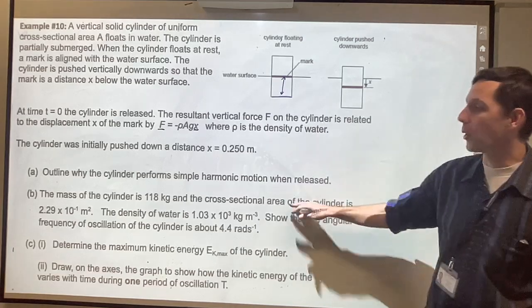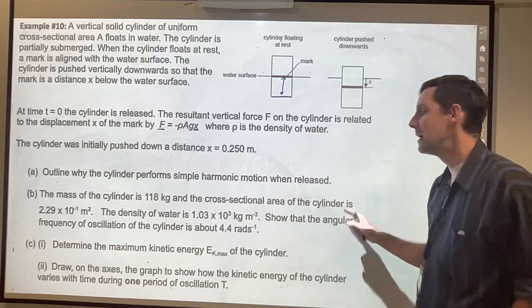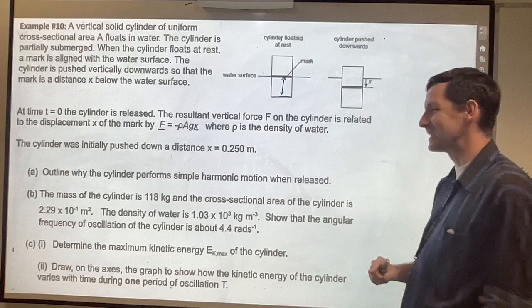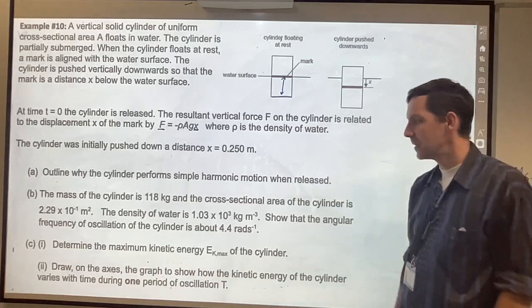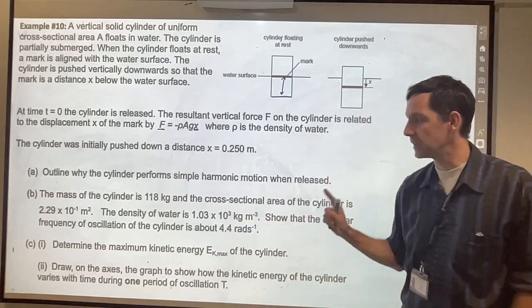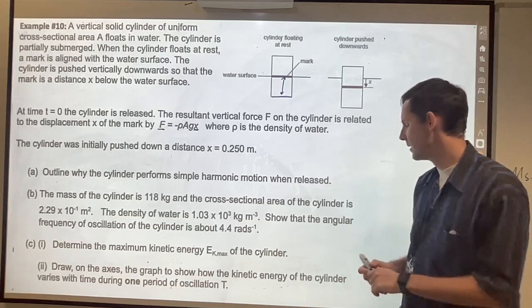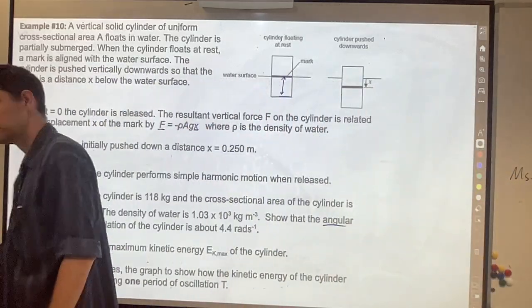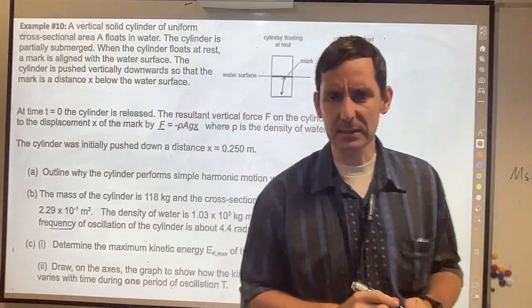Okay? Now, part B says the mass of the cylinder is 118 kilograms, and the cross-sectional area of the cylinder is 2.29 times 10 to the negative 1 meters squared. The density of the water is given. Show that the angular frequency of the oscillation of the cylinder is about 4.4 radians. Holy smokes, it wants me to get angular frequency? Ooh, how am I going to get angular frequency?